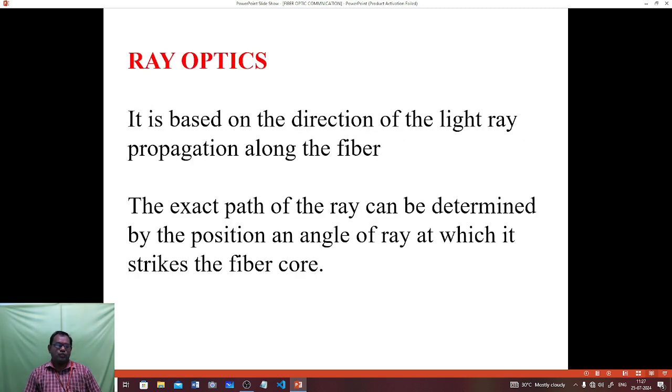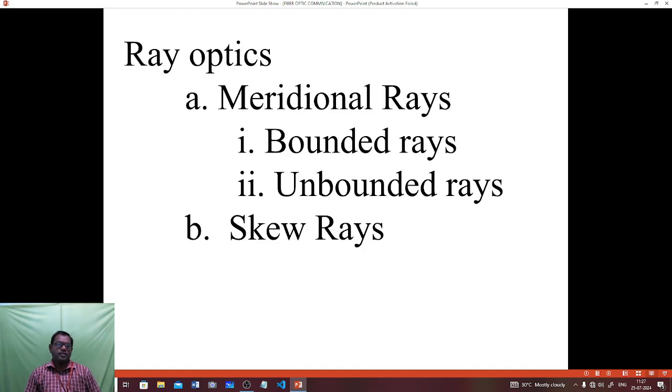Ray optics. The next parameter of the optical fiber is ray optics. It is based on the direction of light ray propagation along the fiber. The exact path of the ray can be determined by the position and angle of the ray at which it strikes the fiber core. These are the types of ray optics: one is the meridional ray, and the second one is the skew ray.